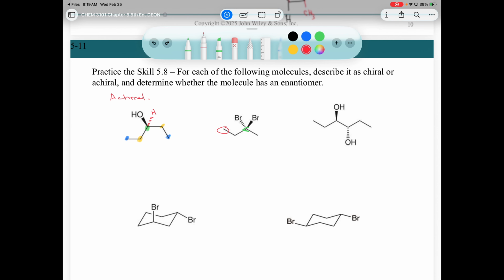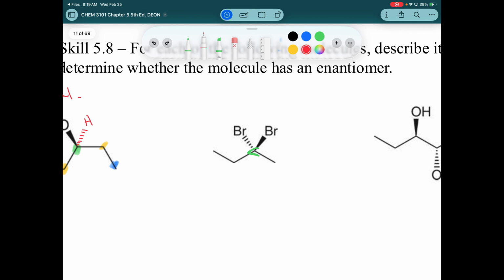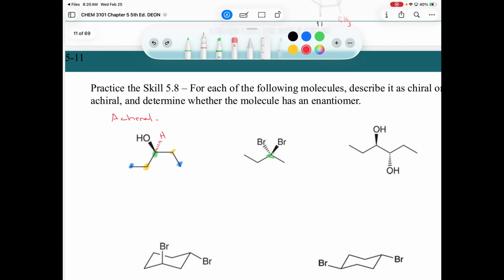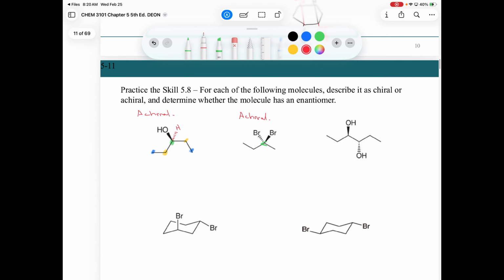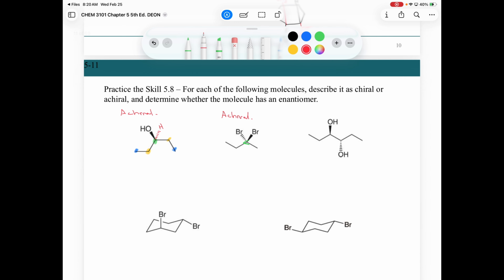That is not chiral. But that carbon that I have highlighted in green, why were you guys so adamant that this is not a chiral center? Because it's attached to two what? Two bromines, two groups that are identical. Absolutely. So we would say that this is an achiral molecule. So achiral.